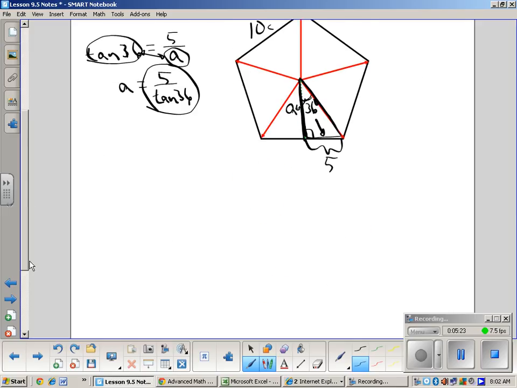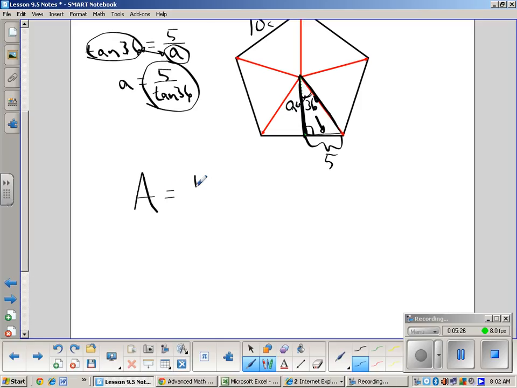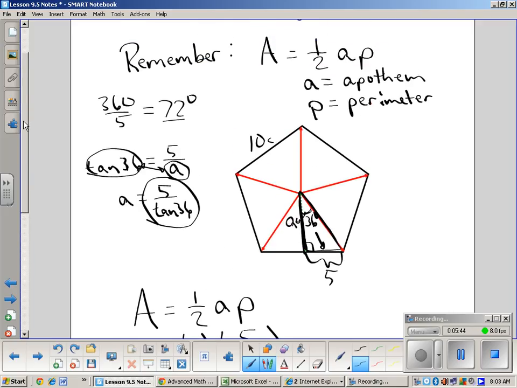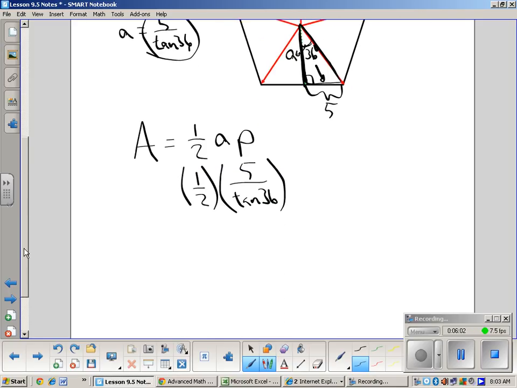And so, let me move down so we have some room. The formula was area equals 1/2 apothem times perimeter. So that's 1/2 times the apothem, which was 5 over tan 36, times the perimeter. We didn't talk about it, but what's the perimeter? 50. Why? Because it's 5 sides and each side is 10. There's 5 sides, and each side has a length of 10 centimeters. And so 10 times 5 is 50. So my perimeter is 50.